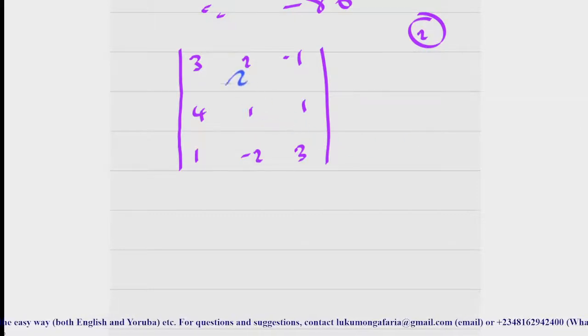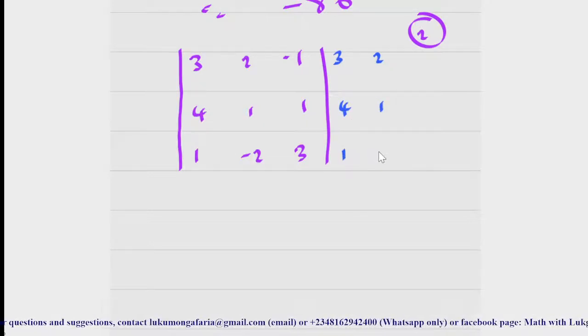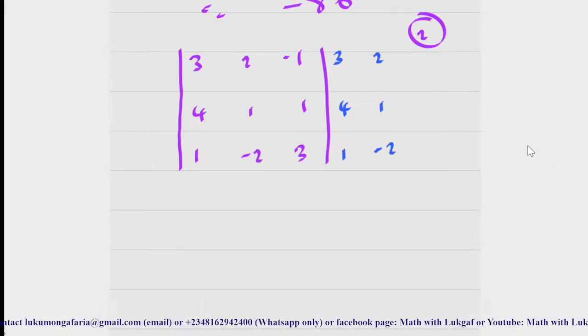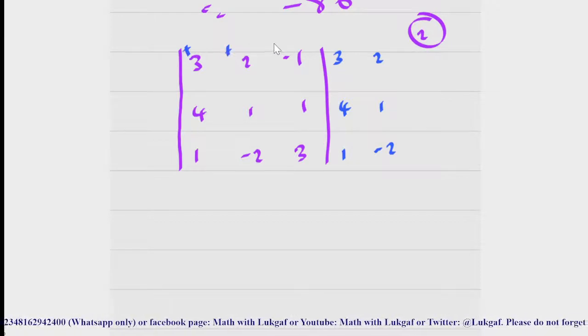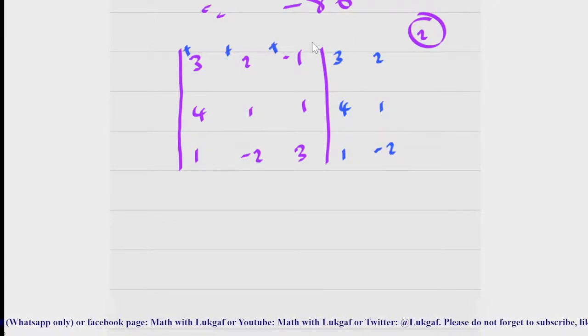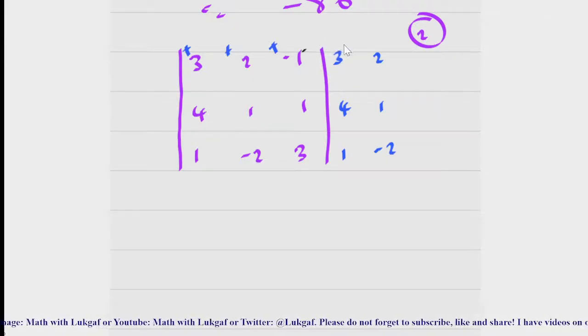What you are going to do is first copy the first two columns. That is 3, 2, 4, 1, 1, minus 2. I hope you understand now. Then immediately after that, you put plus on the first three elements. Then on the last three elements, you put negative. Minus, minus, minus. I hope you understand now.